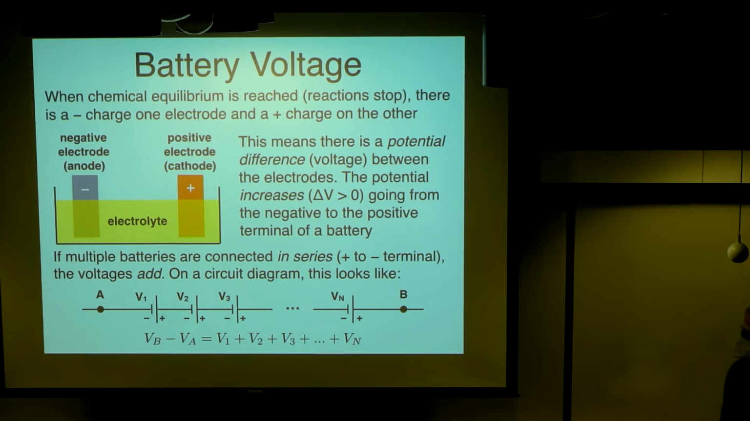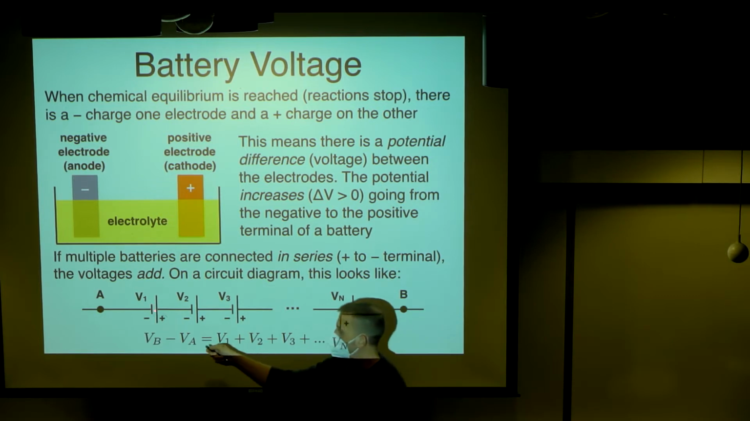Okay, oftentimes, and in fact you saw this in the last lab with capacitors, if you connect batteries together in series, you'll effectively just add their voltages together. So for example, this is what it would look like on a circuit diagram with N batteries connected together in series. I've shown you this kind of symbol before, right?